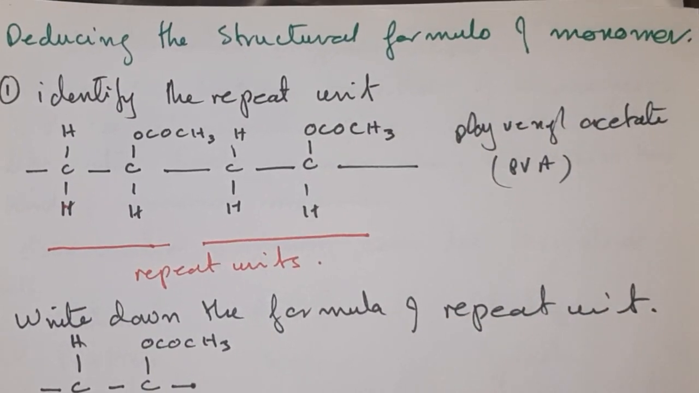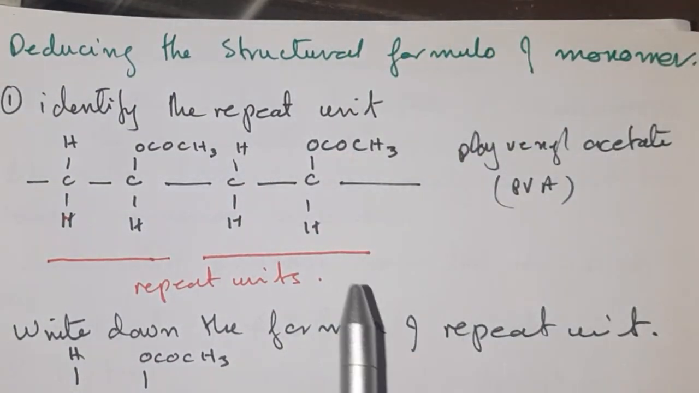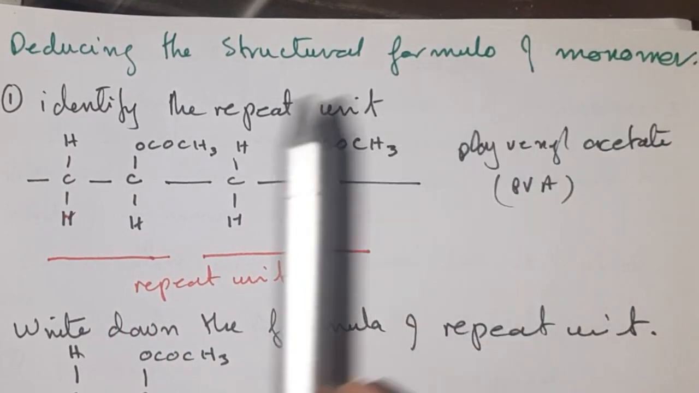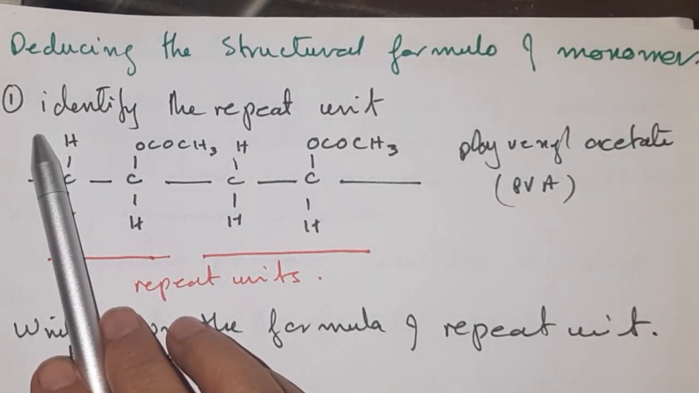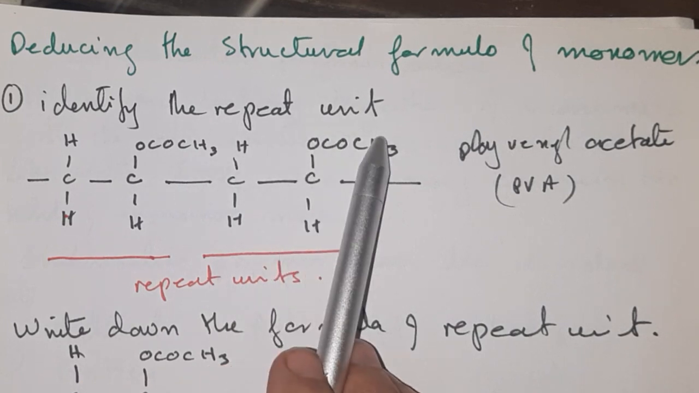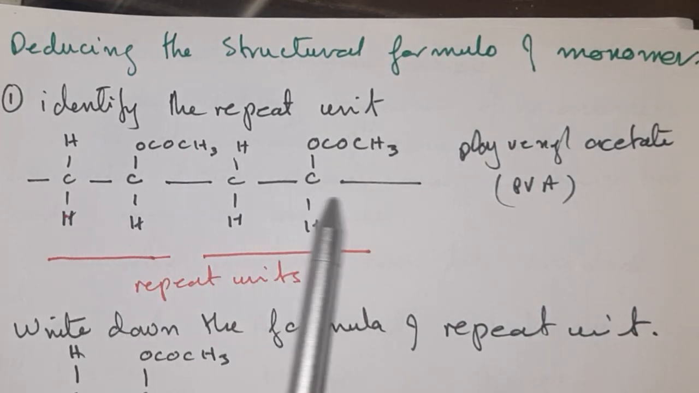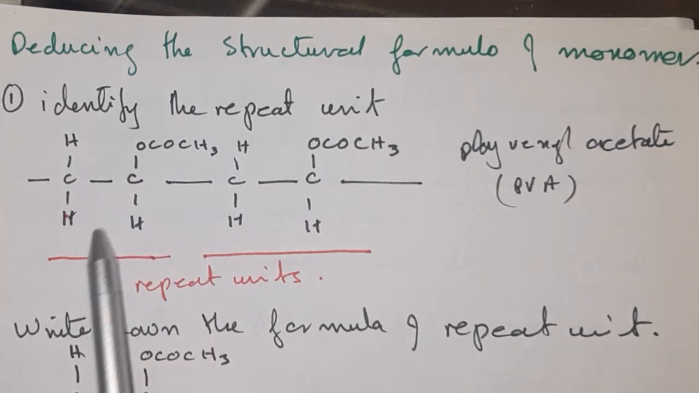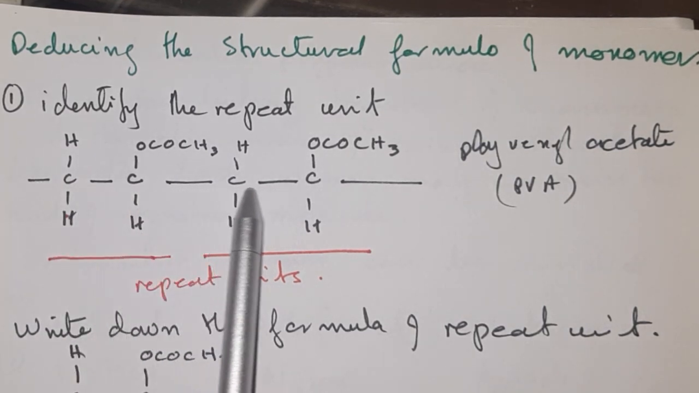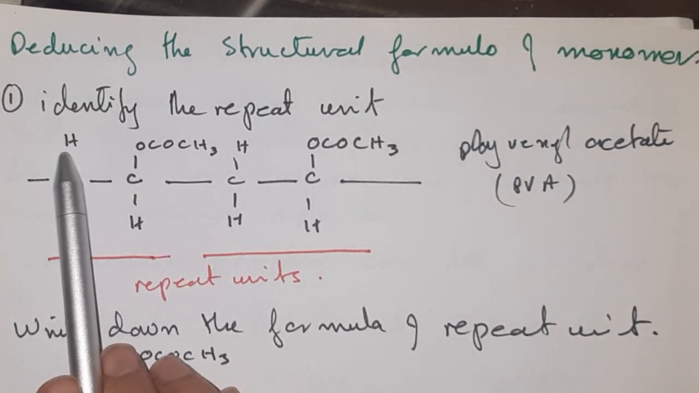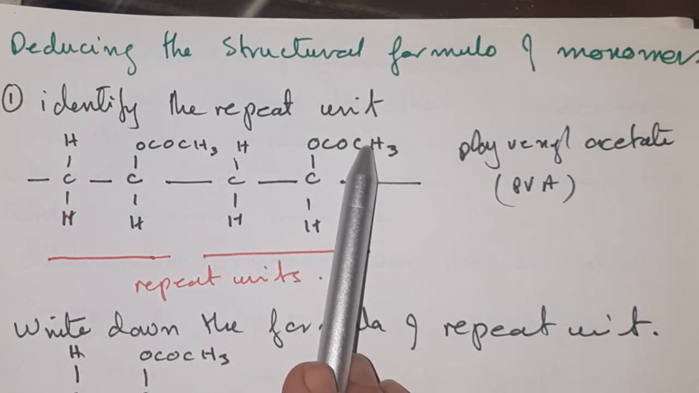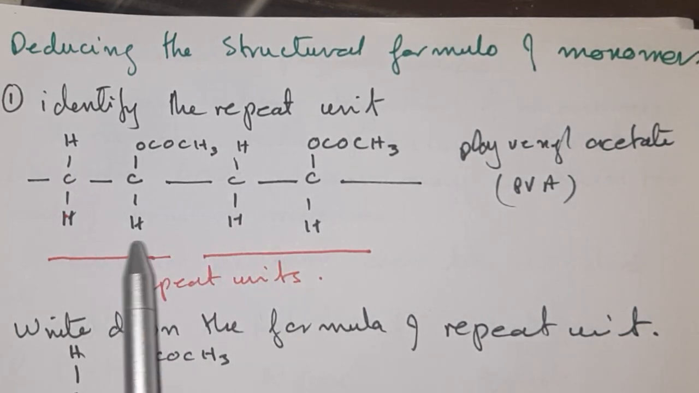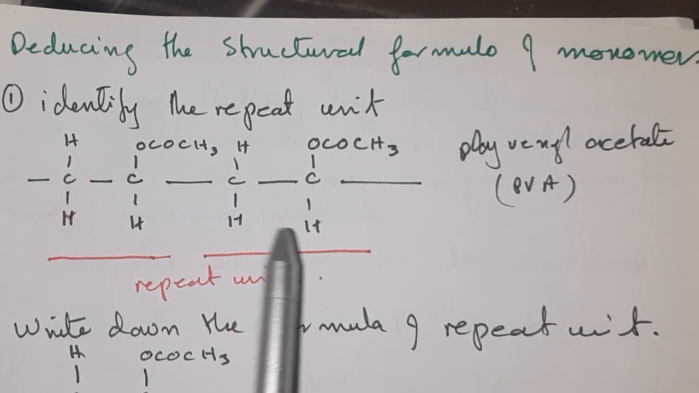Now the important thing for you people at this stage is deducing the structural formula of the monomer. First step is to identify the repeat unit. Now this is one chain I have drawn. If you clearly see, follow these carbons and see the topmost groups attached on them. The lower part are all the same, so you don't have to worry about them.